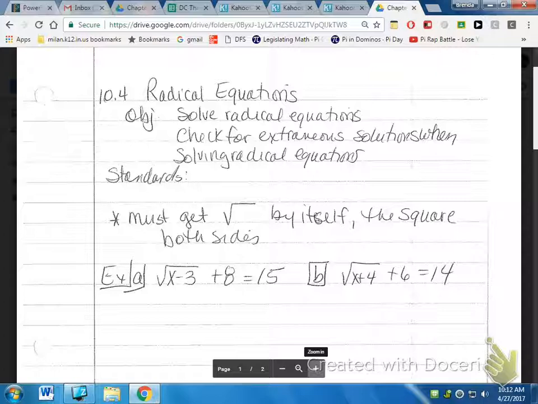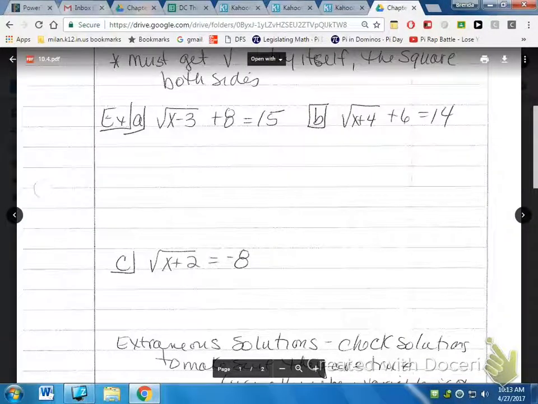In order to solve any radical equation, you must get the radical sign by itself on one side of the equal sign. It must be by itself. And then to undo a radical sign, you square it, but then you would square both sides. And then proceed to solve for the variable. So here's what's going to happen. I'm going to show you some very basic problems.